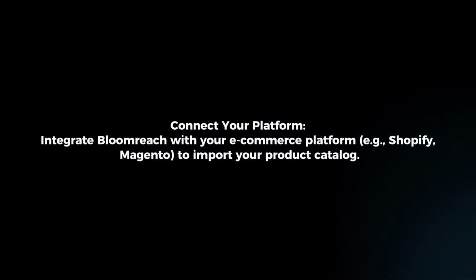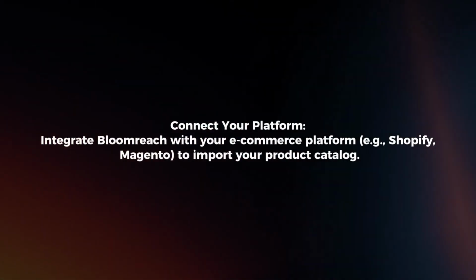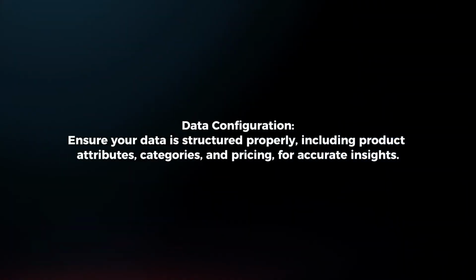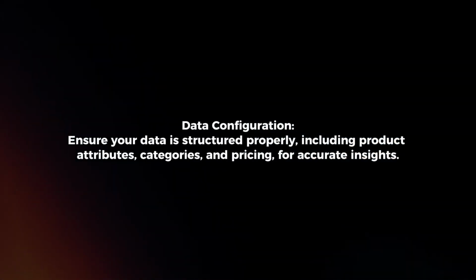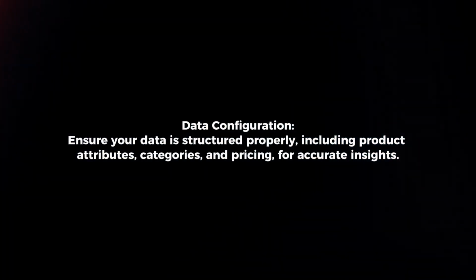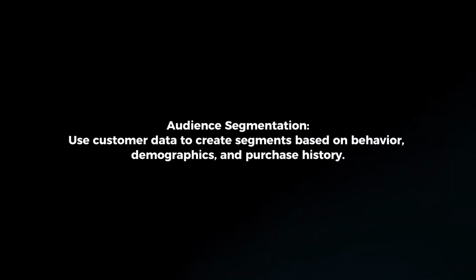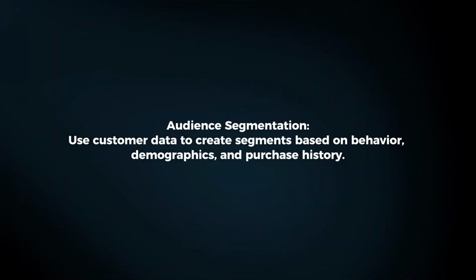Connect your platform. Integrate Bloomreach with your e-commerce platform to import your product catalog. Data configuration. Ensure your data is structured properly, including product attributes, categories, and pricing for accurate insights. Audience segmentation. Use customer data to create segments based on behavior, demographics, and purchase history.